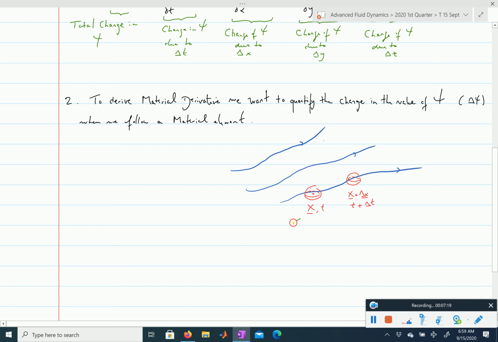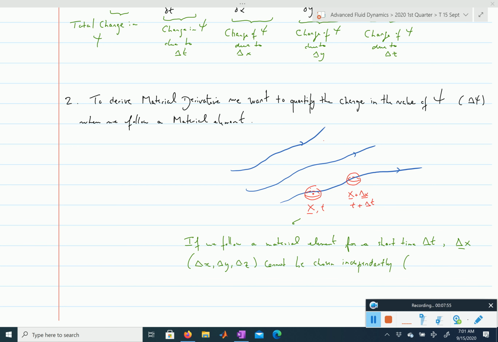So here, if we follow a material element and look at the change of delta x after a certain delta t, so we follow this material element for a short time delta t, delta x, so the change in position, cannot be chosen independently. It has to follow the flow. And remember, this is here a vector delta x, so this includes the change in the x position, the change in the y position, and the change in the z position. So we have to follow the flow.